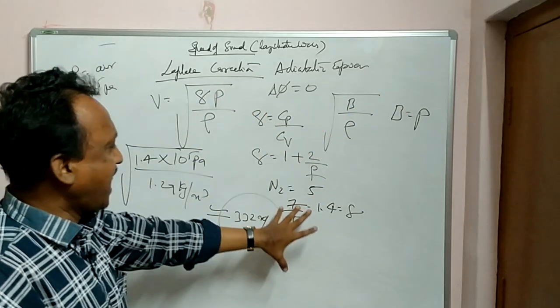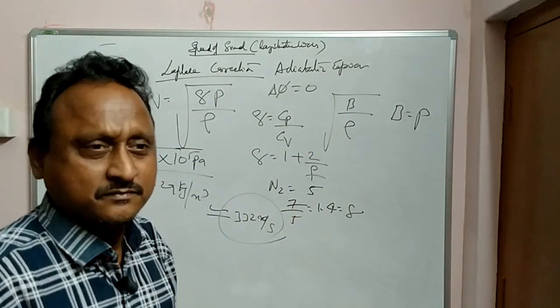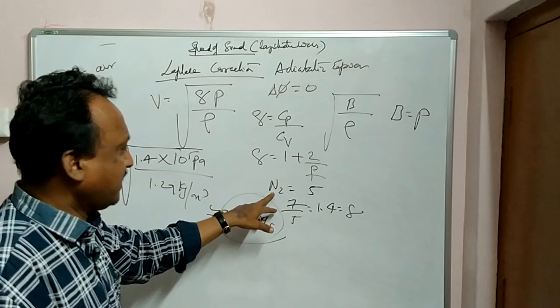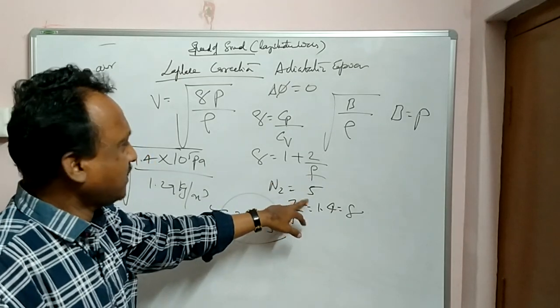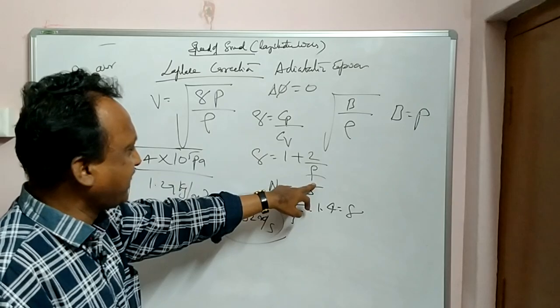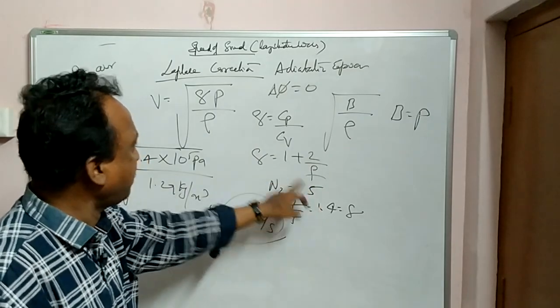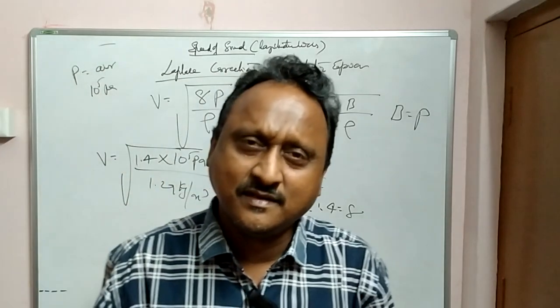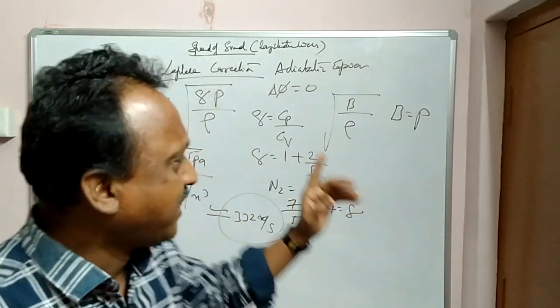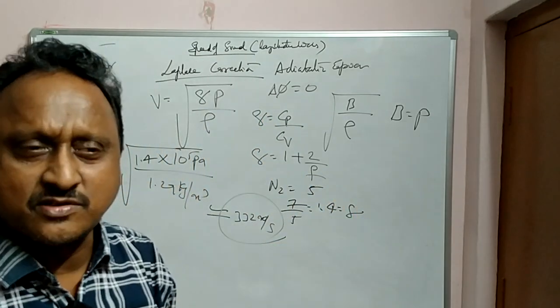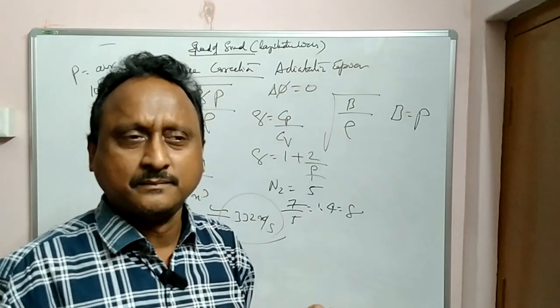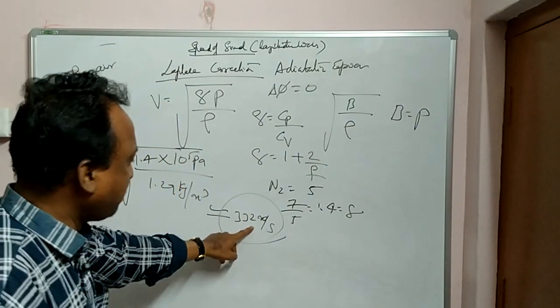And for diatomic gas, because N2, the nitrogen gas, is diatomic, the degree of freedom is 5. So when you substitute here, 5 plus 2 by 5, that is 7 by 5, that is 1.4. Putting the value of pressure, 10 power 5, and density of the air 1.29, Laplace got the nearly exact value, that is 332 meters per second.